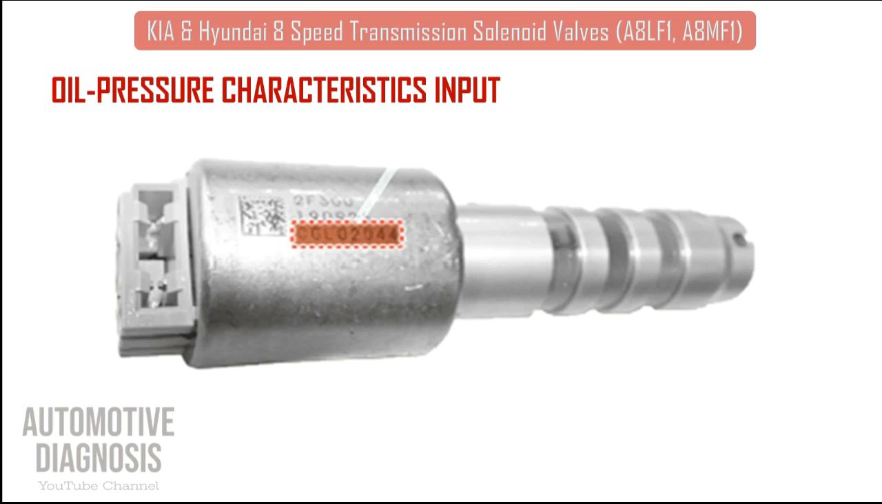As I said earlier, on some of these solenoid valves there is a number on the solenoid that you need to record before installing it. When you replace any of these solenoids, you need to find this number, take a photo or write it down somewhere. Later on, you need to insert this number in the scan tool. So you are actually registering this number for the TCM, the transmission control module. There is a procedure in Kia and Hyundai for this kind of transmission that we call oil pressure characteristics input. So you are registering these solenoid valves to the TCM.